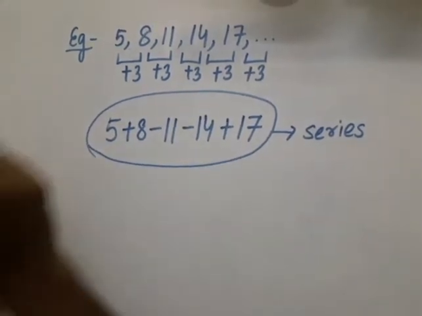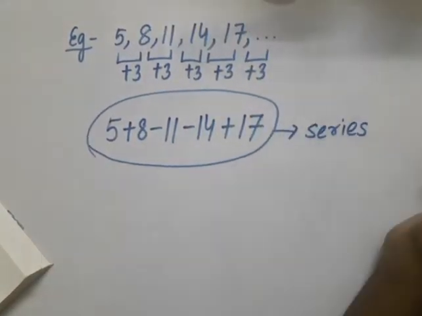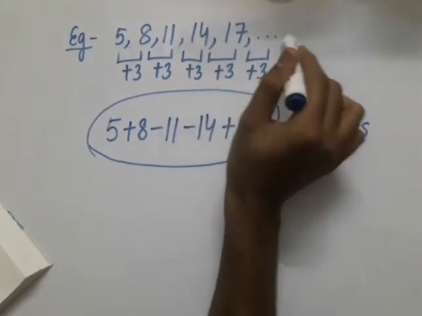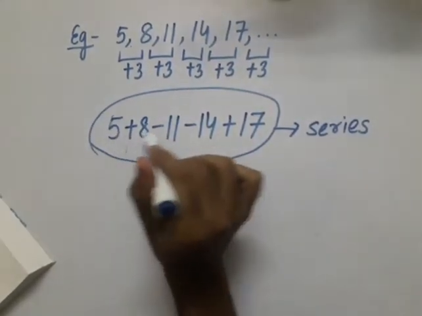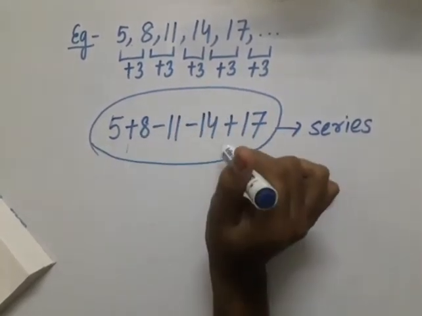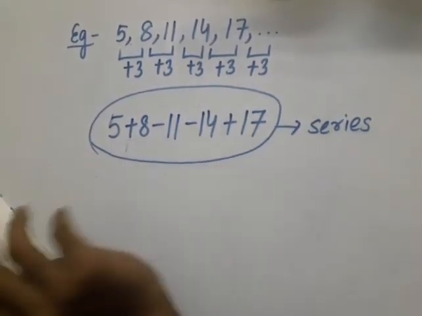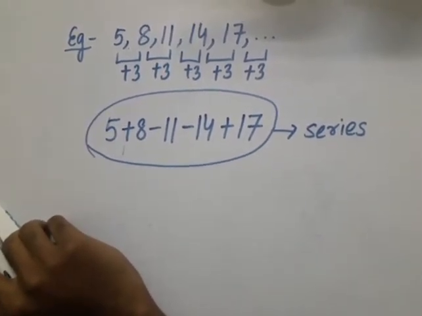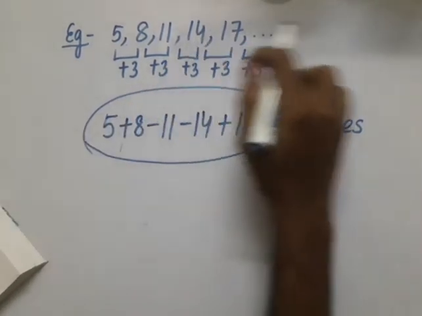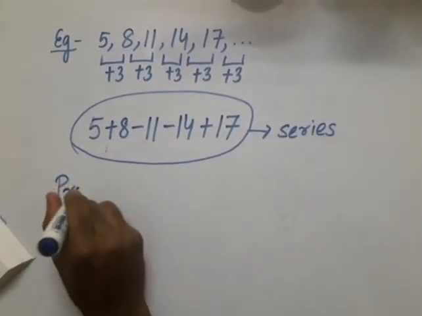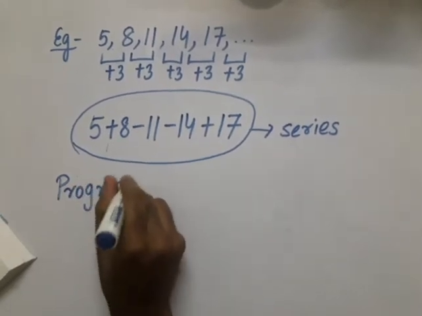Okay. But here when you notice in the sequence, it does not have a particular value. These are individual elements which are following a particular order. But here when I insert plus and minus sign, then it will have a particular value, and it is known as a series. Okay, a series always tends to a particular value, whereas a sequence does not tend to a particular value, it remains like that only. Okay. Now what is progression? Let's see what is progression.